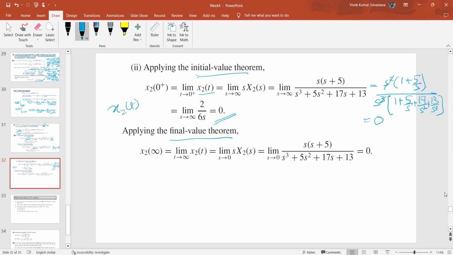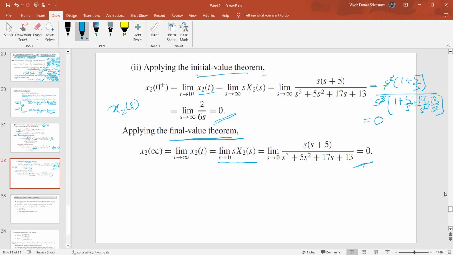Similarly, for evaluating the final value, you have to put s equal to 0 instead of placing s equal to infinity like in the initial value problem. So once you put s equal to 0, the final value will also come to 0. By using this initial value and final value theorem, we can evaluate the initial value and final value in the Laplace domain.